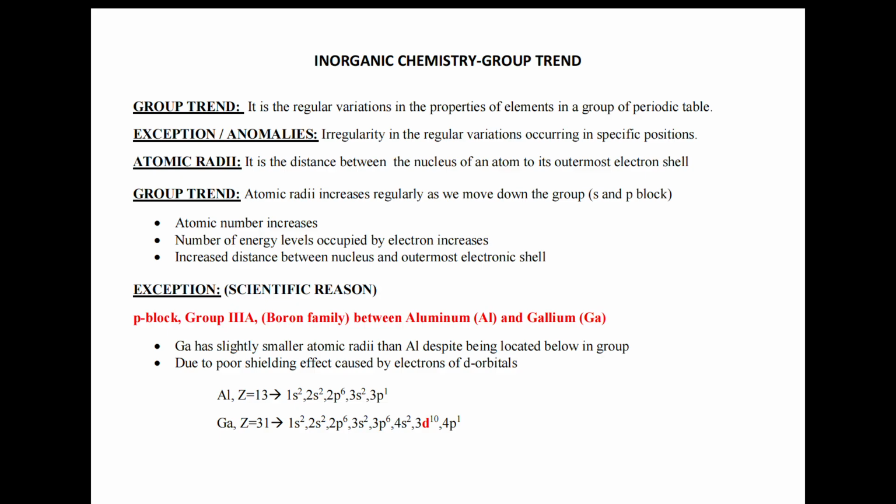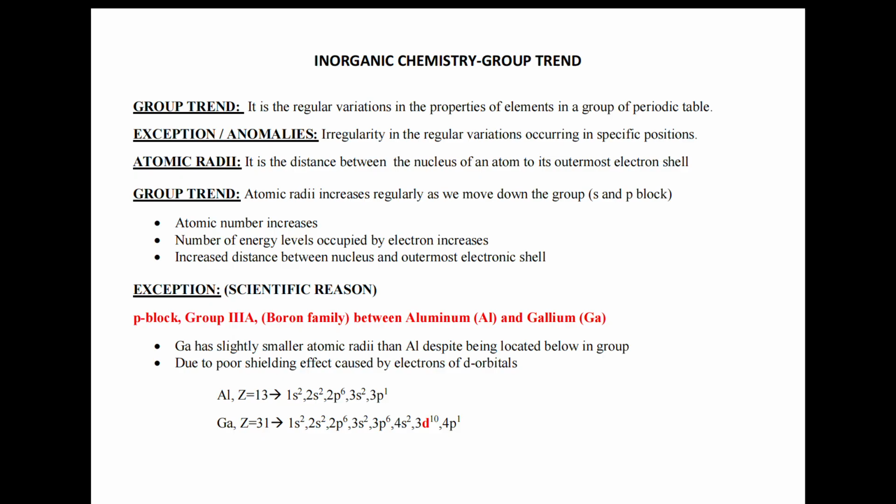What is the exception? Moving down the group, the atomic number is increasing, but instead of the atomic radius increasing, the atomic radius becomes smaller. And where do we have this exception? If we talk about the representative elements, it is in the P block for group 3A. The parent element of group 3A is boron, so it is also called the boron family.